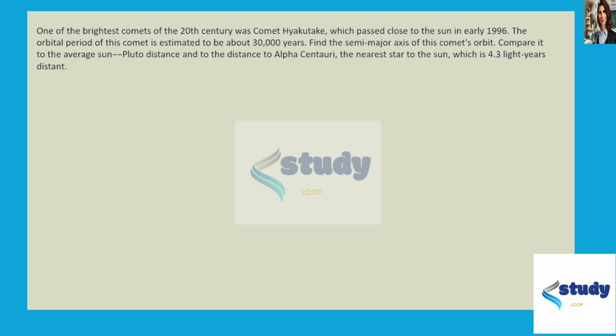In this question, we are given the orbital period for Comet Hyakutake, and we are asked to find the semi-major axis of its orbit and then compare it to a couple of other distances.